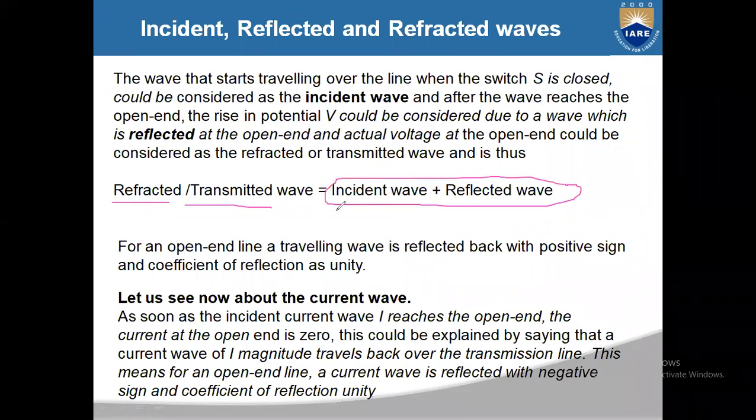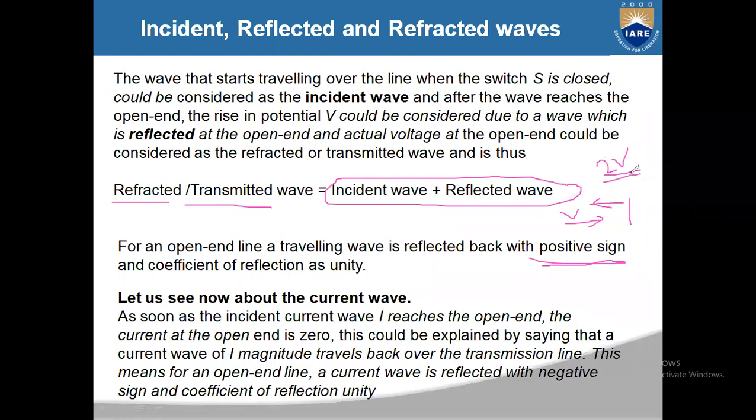Sum of incident wave and reflected wave. For an open circuited line, the traveling wave is reflected back with positive sign. If you observe from the previous discussion, the voltage is going to be double. So the incident wave V at the open circuited end will change its magnitude to 2V. Here there is one wave which is reflected back. As there is an open end, there is no transmitted voltage.